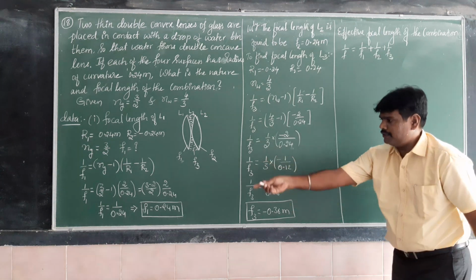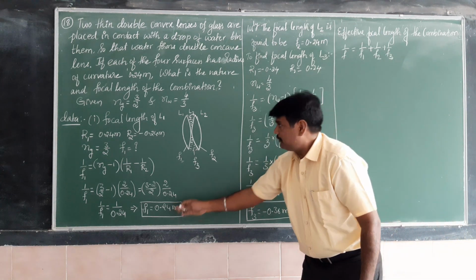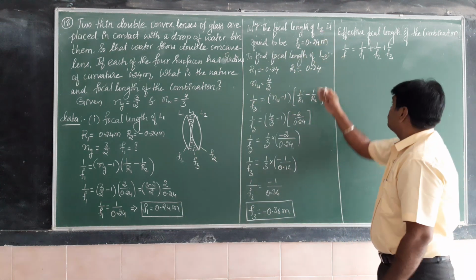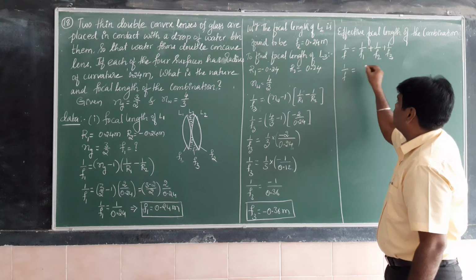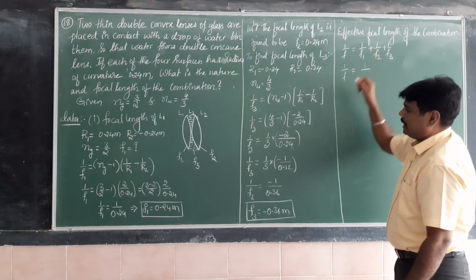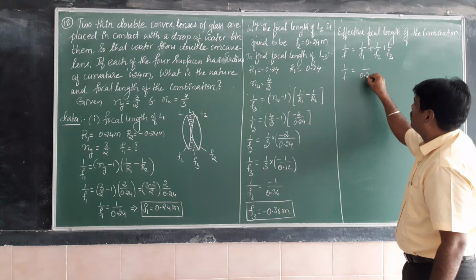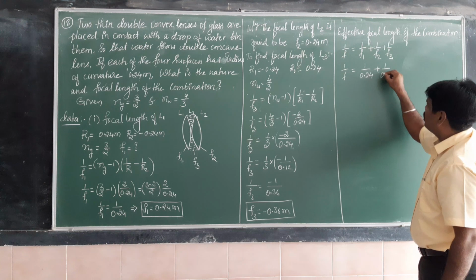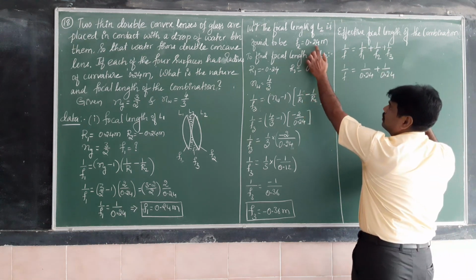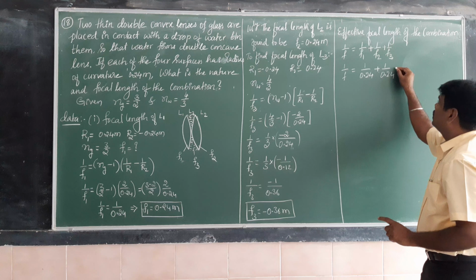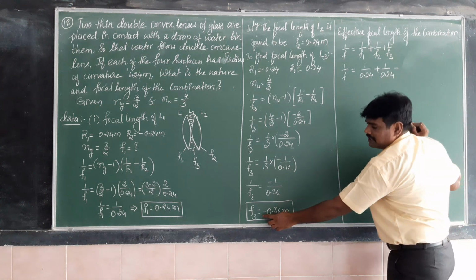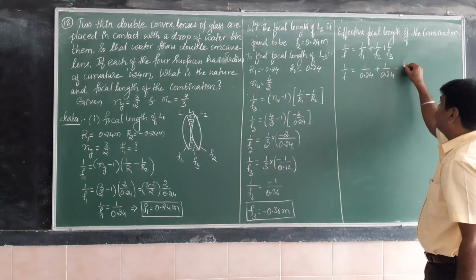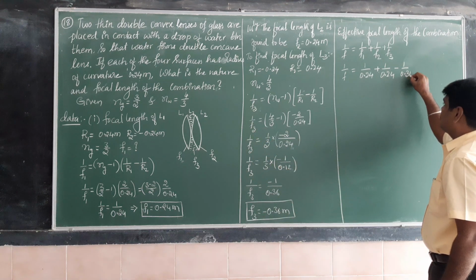Now substitute all the values. You already calculated the value of f1 and the value of f2, and we got the value of f3. Now substitute all the values: 1 by f is equal to 1 divided by 0.24, plus 1 by f2, 1 divided by 0.24 only, because f2 has the same magnitude of focal length, minus here, because f3 is a concave lens, it is 1 divided by 0.36.